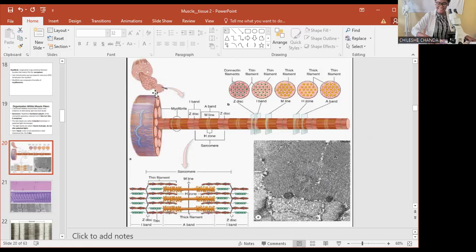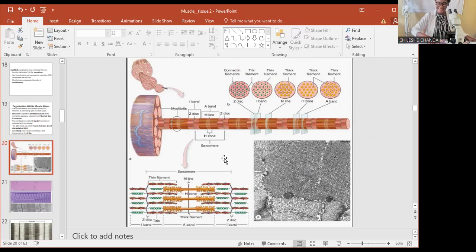So from these biceps, we have decided to pull out one muscle fiber, meaning one cell. We have decided to enlarge it so that we see the arrangement of those myofilaments inside. Myofilaments are the cytoskeleton of the muscle fiber.